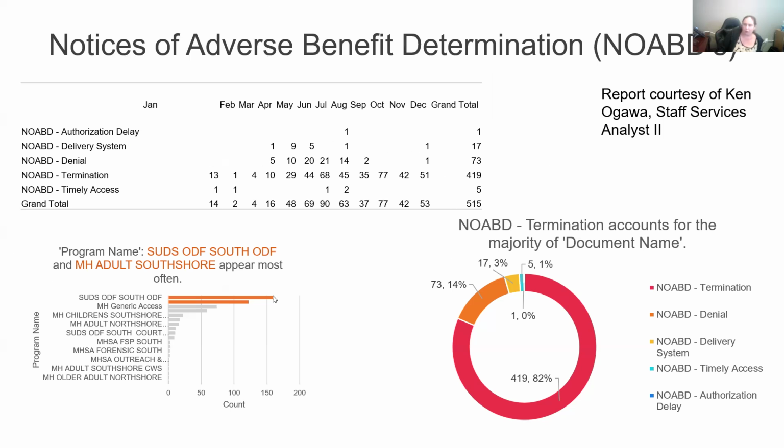The NOABDs, we actually changed the process too back around this time period, where the front office would generate a report on a daily basis and print out all the NOABDs and mail them for us. And also save a copy to the chart.